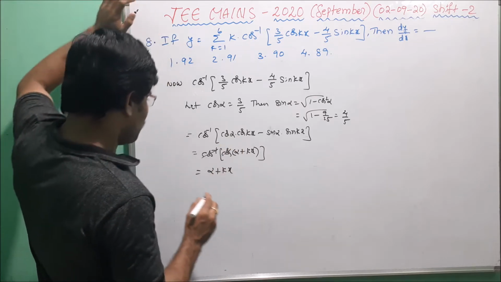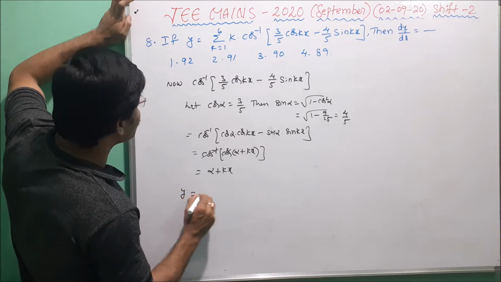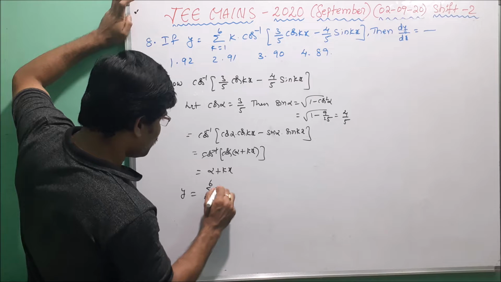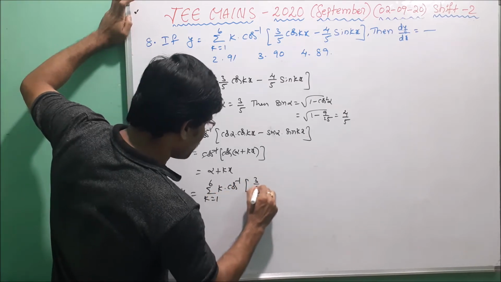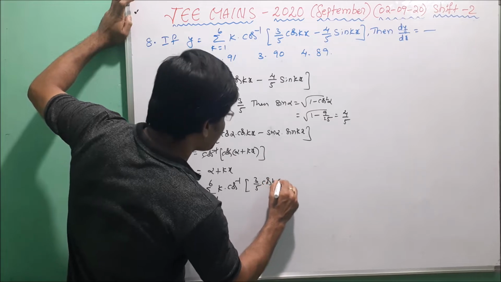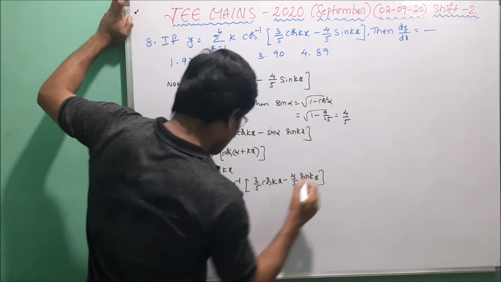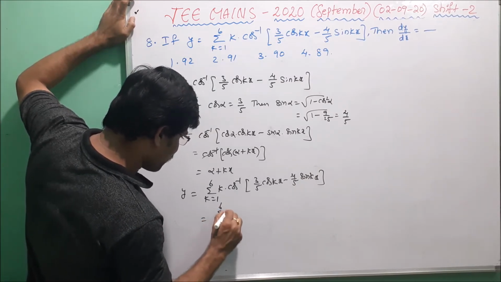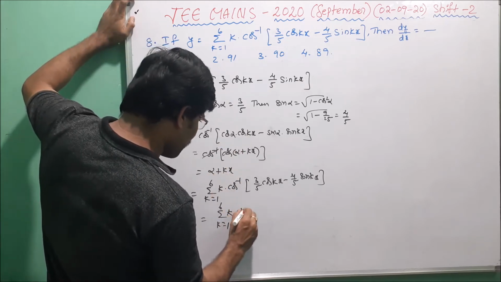Now we take the given equation y equals summation k equals 1 to 6 of k into cos inverse of (3 by 5 cos kx minus 4 by 5 sin kx). Here we substitute k equals 1 to 6 of k into, as already this value is found, alpha plus kx.